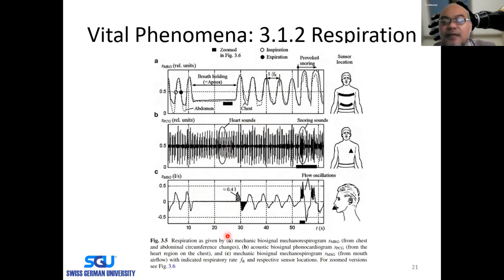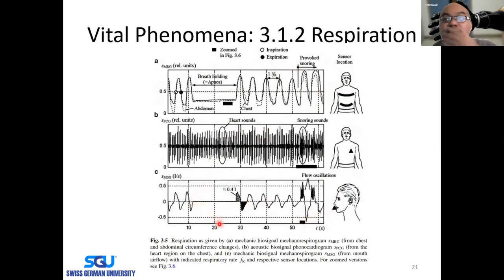Then the C part is when we use the mechanical biosignal mechanospirogram, from the mouth airflow, MSG. So this is the mechanorespirogram, measured directly from the chest. And this one is the mechanospirogram, from the airflow coming from the mouth.